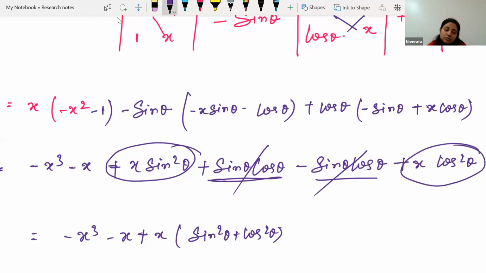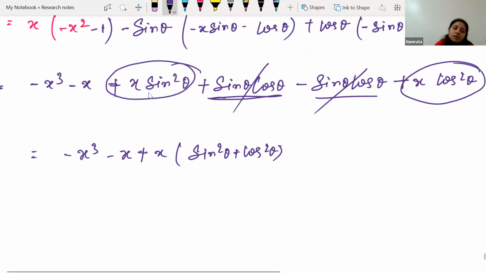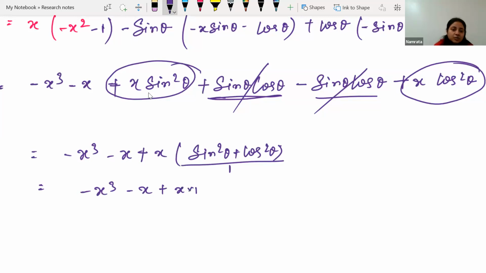That's why we say whatever concept you learn in the first chapter, second chapter, third chapter, basically in trigonometry or inverse trigonometric functions, you are going to use everywhere, in all the chapters, while doing integration and differentiation also. So here we'll have minus x cube minus x and then plus x times sine square theta plus cos square theta. The identity is 1, so x times 1, only x. We can see x and x cancel out each other, and we are left with minus x cube.